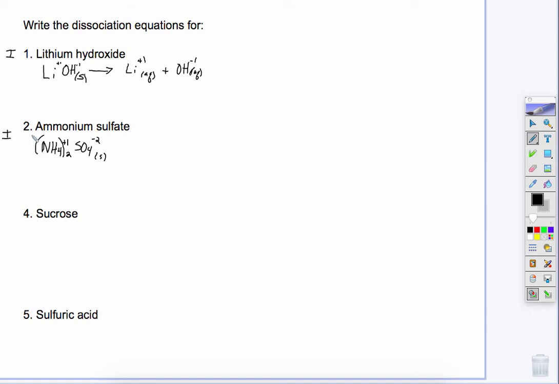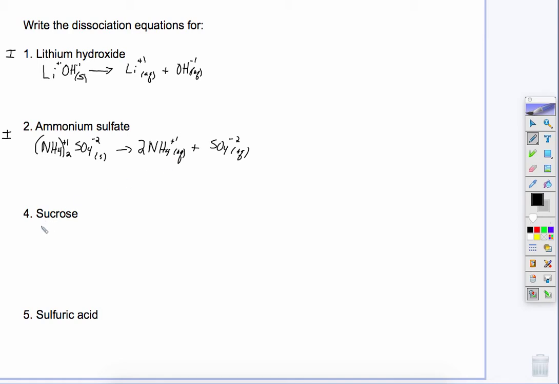This is an ionic compound, and ionic compounds are going to break into the ions that make them up. So it's going to break into the ammonium ion, NH4 +1 (aq), once you put it in water, and the sulfate ion, SO4 -2 (aq). Now you balance it and say, well, I have 2 ammoniums here, so I'm going to need 2 there. It's important to balance these equations. That's one of the things that you have to be able to do.